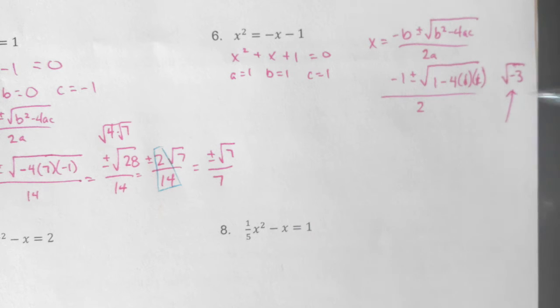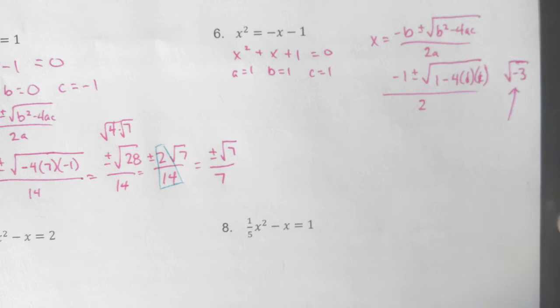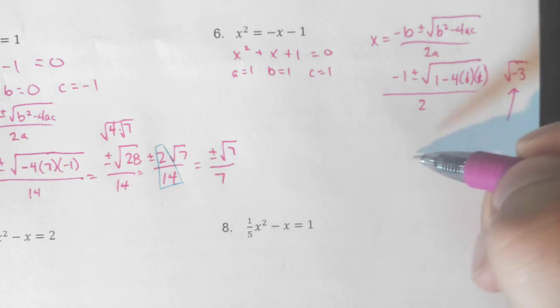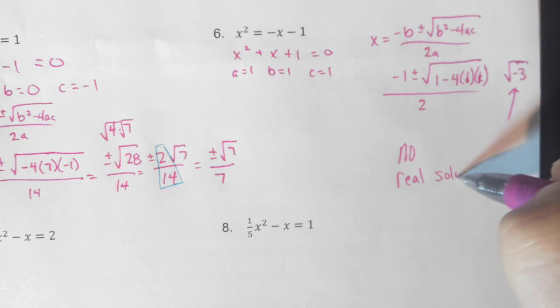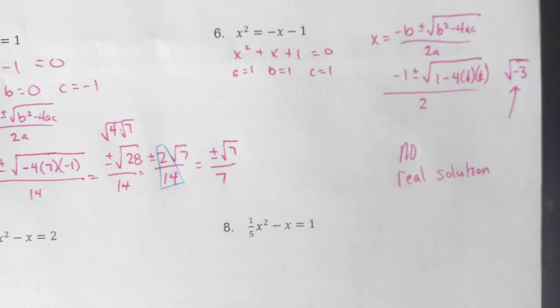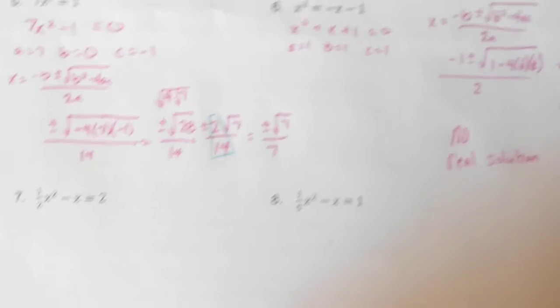I stop there, and I notice I get a negative inside of the radical, inside of that determinant. Remember, you can't take the square root of a negative number. This is no real solution. So if you ever get a negative inside of that radical, you will have no solution. So keep an eye out for that.